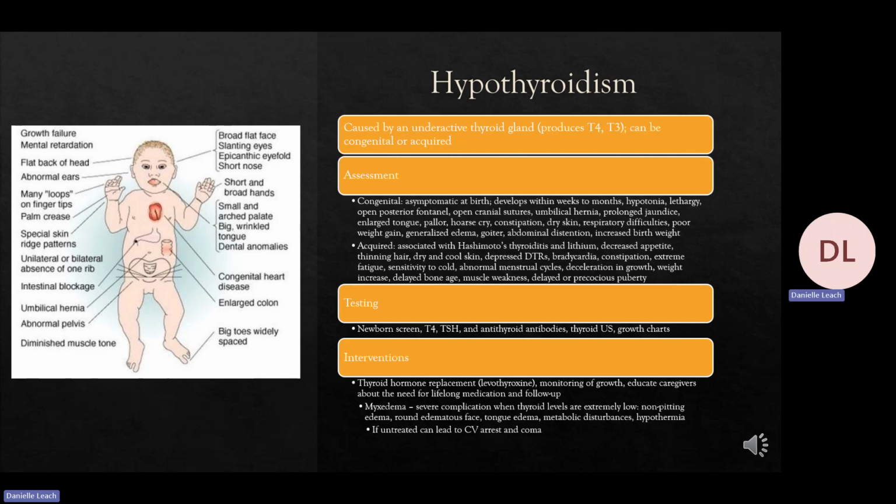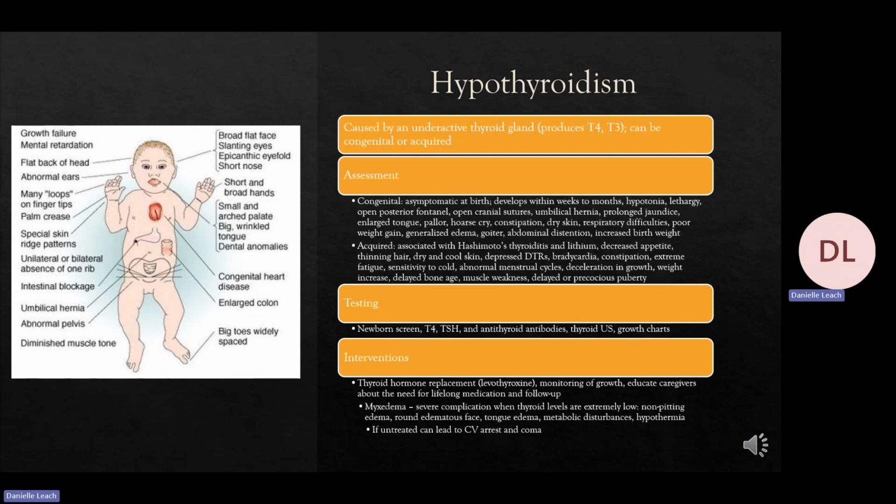Symptoms for these babies include low tone, lethargy, an open posterior fontanelle, open cranial sutures, an umbilical hernia, prolonged jaundice, paleness, enlarged tongue, hoarse cry, constipation, dry skin, respiratory difficulties, poor weight gain, edema, goiter, abdominal distension, and an increased birth weight. Acquired hypothyroidism presents later in the child's life, in their childhood or teen years.